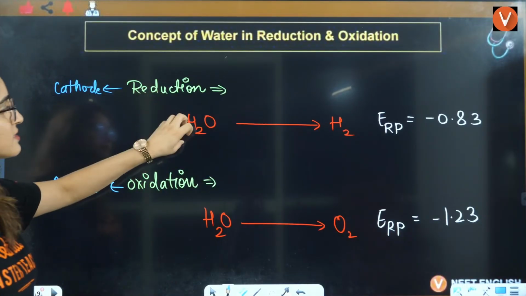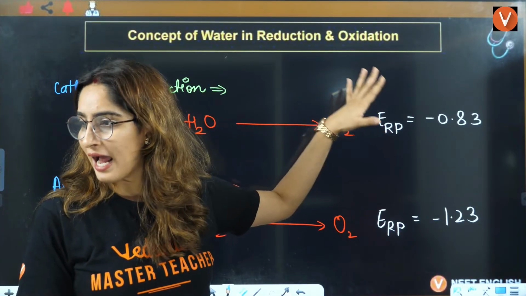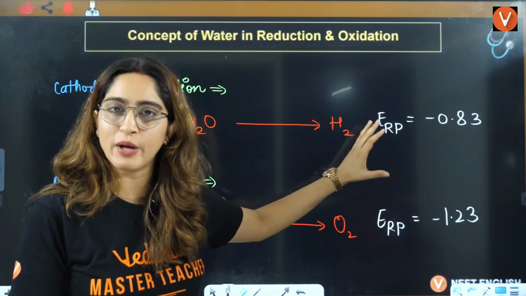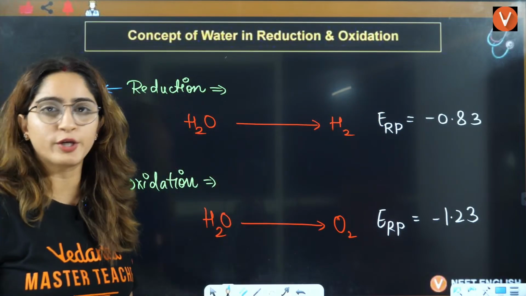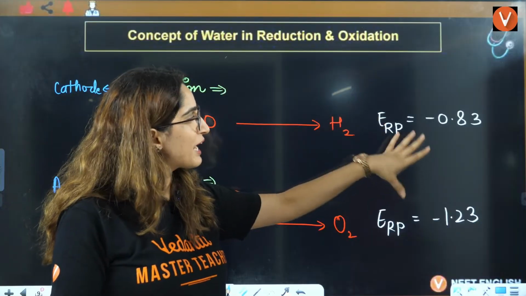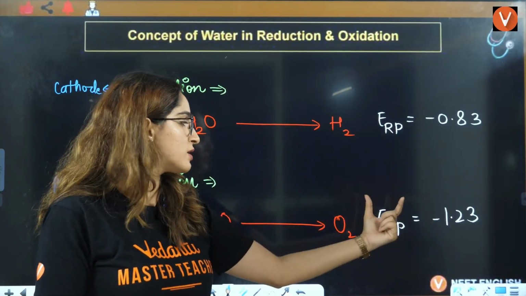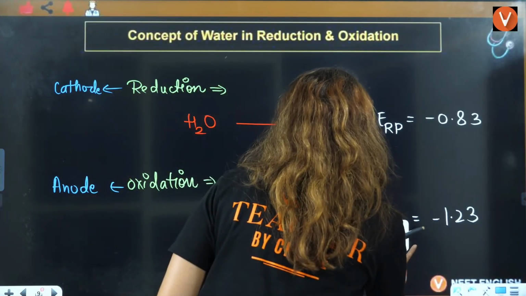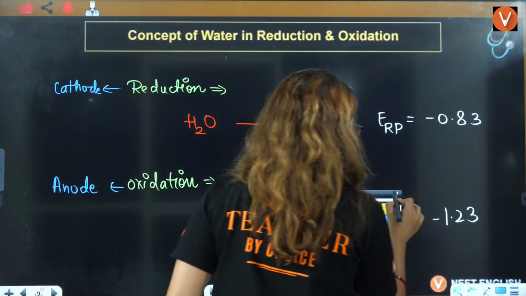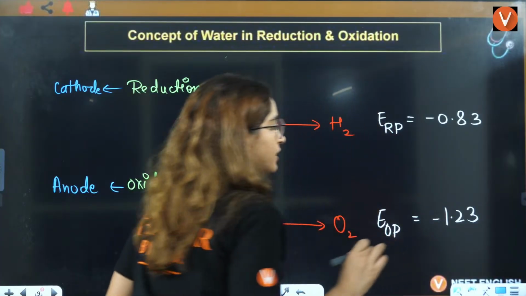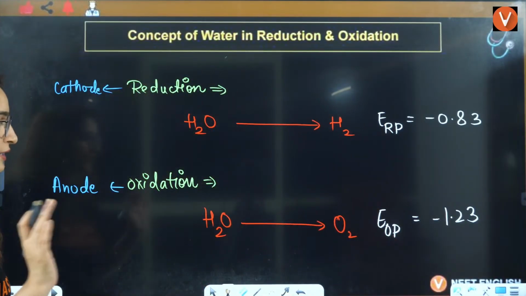Now, this is water. When it is at the cathode side, it will be converted to H2. On the anode side, it will be converted to O2. Reduction potential when it is converted to H2 is minus 0.83, and this one is not reduction potential, it is oxidation potential. Oxidation potential is minus 1.23.